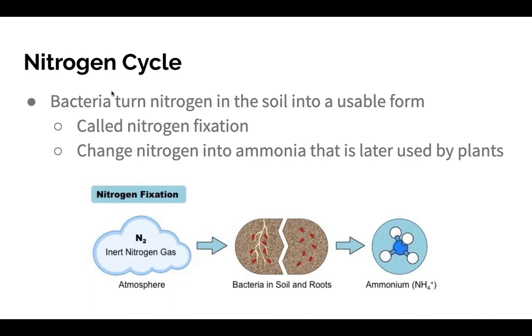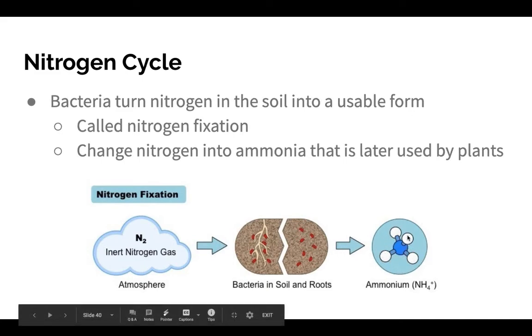There are special bacteria in the soil that collect that gas that has made its way into the soil, and they transform it basically into another chemical called ammonium. So there's that N, the nitrogen, it's bonded with some hydrogen atoms. This ammonium is something that the plants can use. And so the plants will use this ammonium for different things that they need in order to survive.